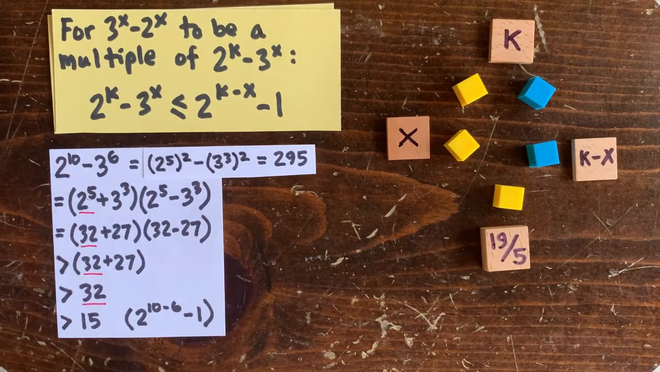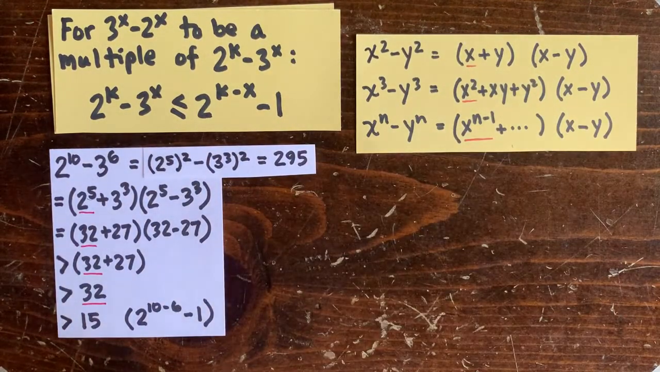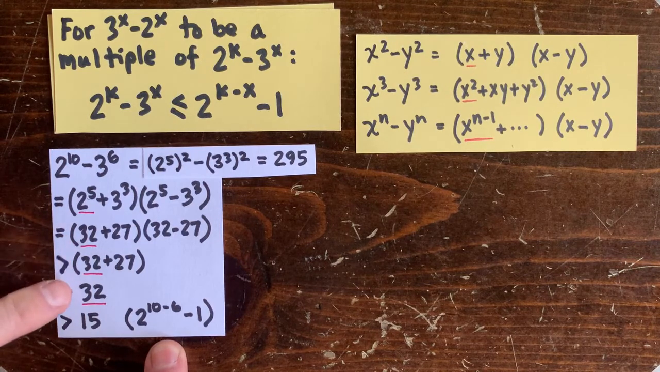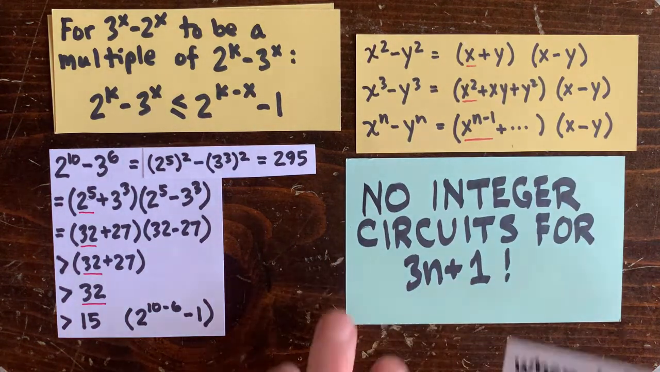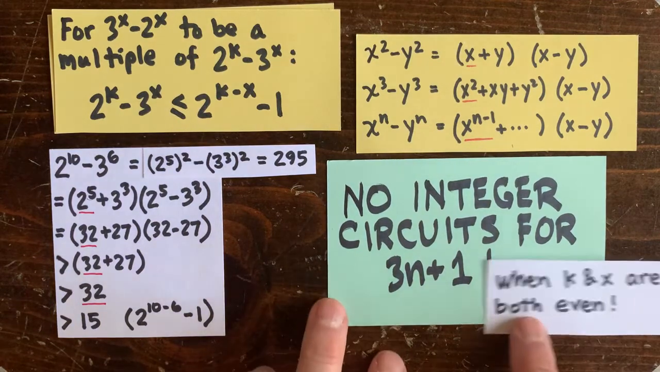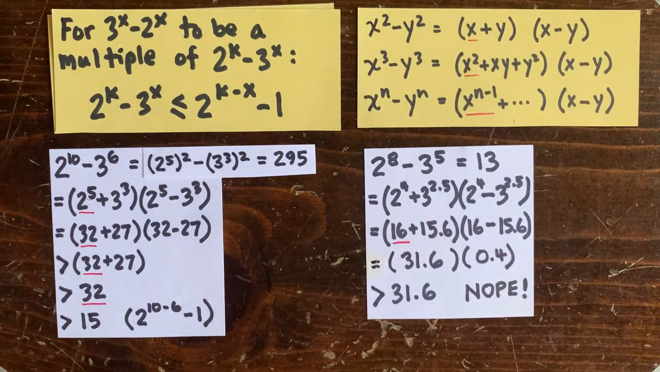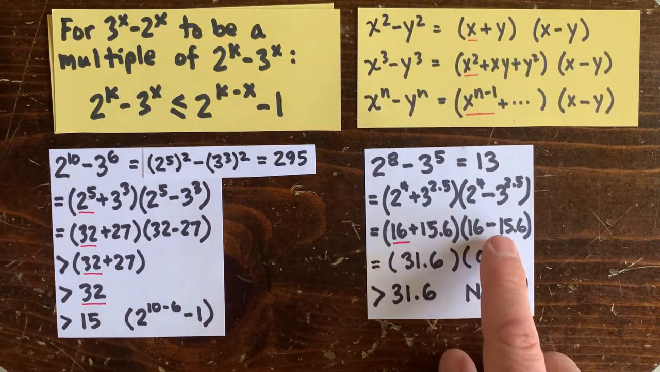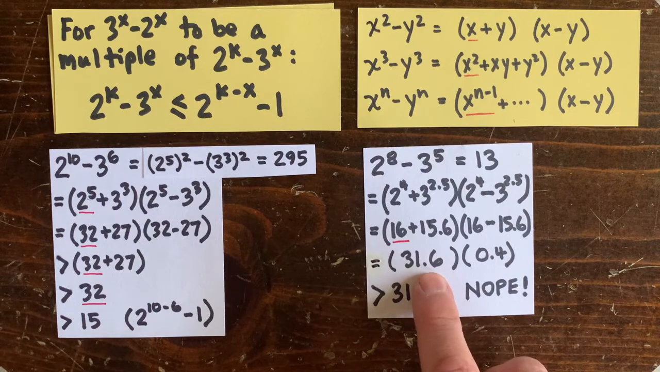We can treat this as a difference of squares, and we know from 9th grade how to factor a difference of squares. We get two factors. You can see they're both positive integers by inspection, and even the first part of the first factor is big enough to exceed 2 to the k minus x minus 1, and it works in all cases. So we concluded that there are no integer circuits for 3n+1 when k and x are both even, because if k or x is odd, the proof breaks down, because this product here isn't necessarily bigger than the first factor anymore, which we assumed before. Okay, now for something new.